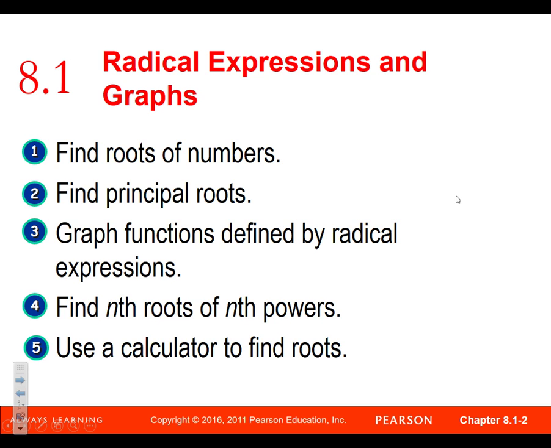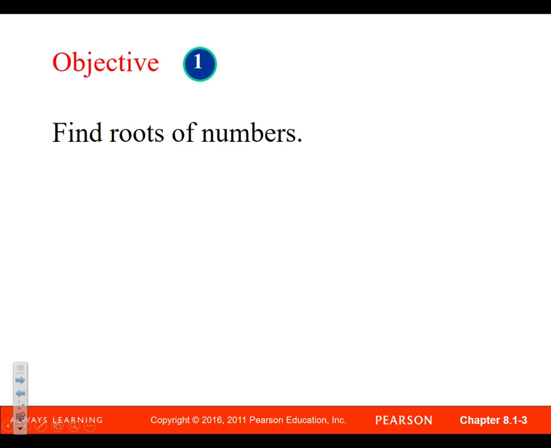And of course, the last one, if we don't get to it, that's fine. I think you guys have done those on calculators long enough that you can find the root using a calculator, right? It's that second x squared button. Right. Well, there's another one where you can find the nth root, and it's actually a feature that's hidden inside the calculator. But I'll show you where that's at, okay? So let's get started here. So finding roots of numbers.